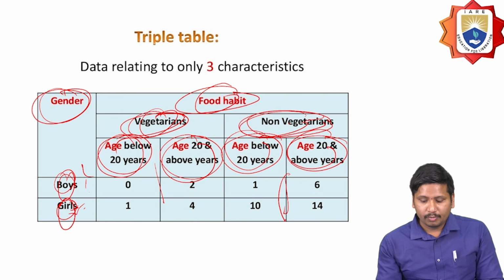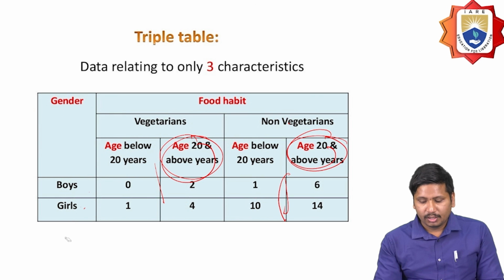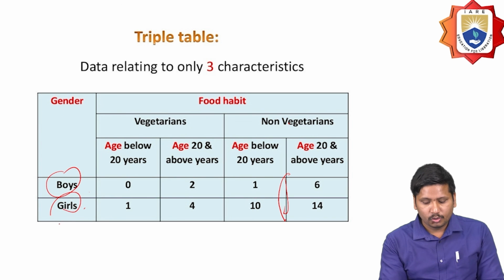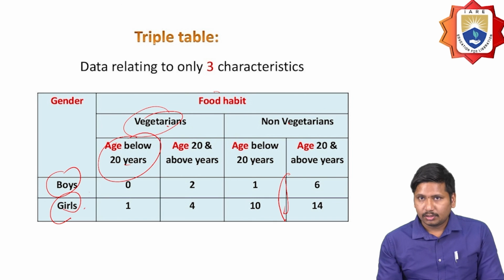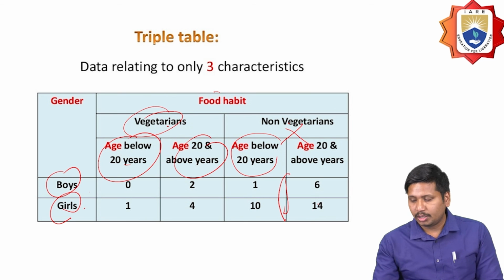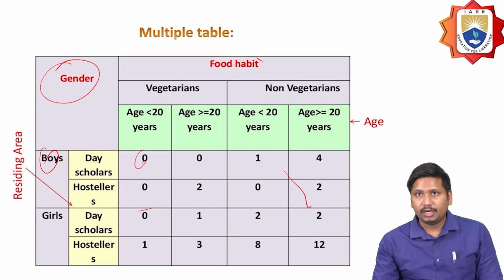And next one, triple table, again the same thing. The gender is divided into two categories, but the column is further divided into two more categories. Suppose for vegetarians, age below 20 years and age above 20 years. Again, I have to classify the non-vegetarians into two types, above 20 years and below 20 years. This is one example of a triple table.